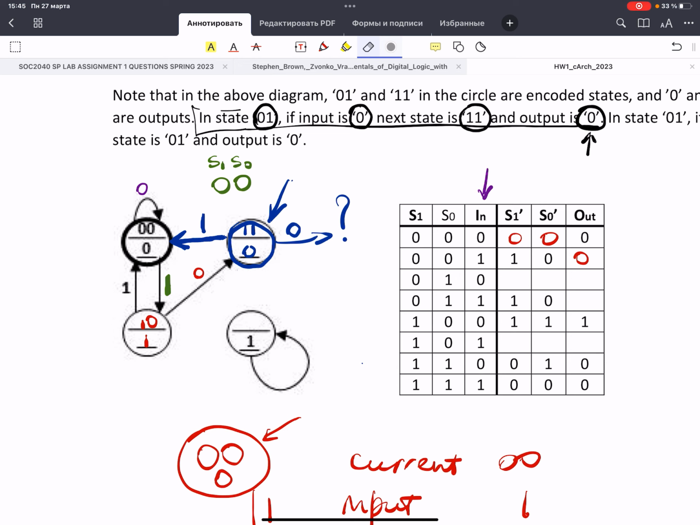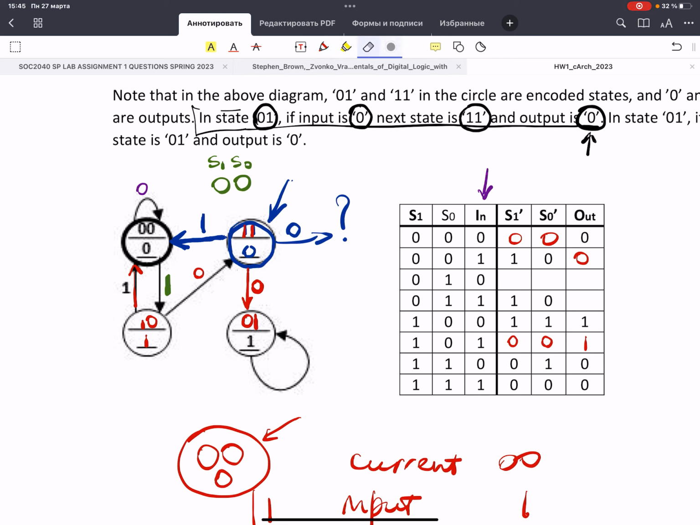So wait, I deleted. If 1, it's going to be what? 0-0-1, I guess. Yeah, 0-0-1. It was this one. So I'm writing 0-1 here. We're analyzing this row, and I'm pointing at this 0, right? If the current state is 1-1 and the input is 0, the next state is going to be 0-1, according to this row in the truth table.